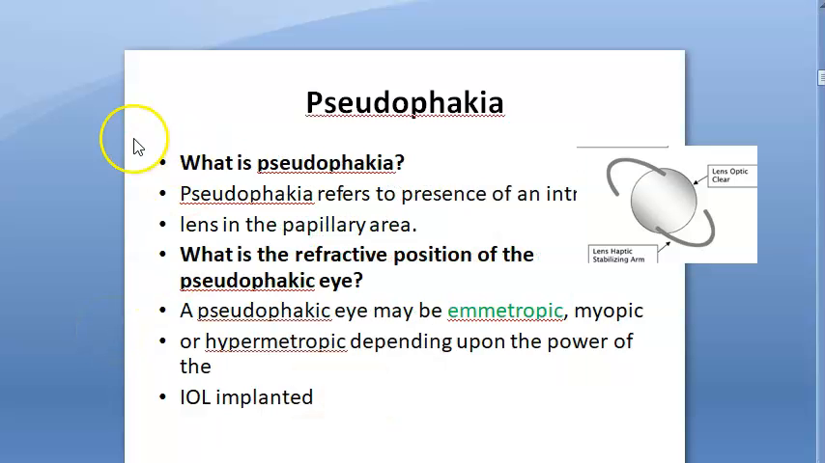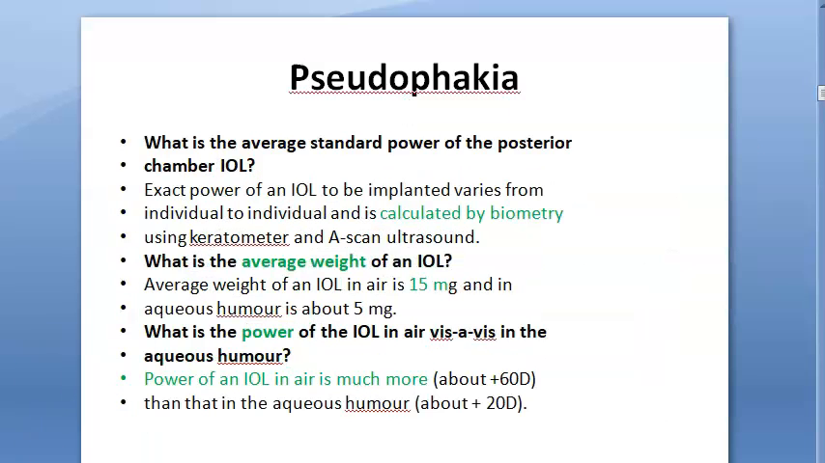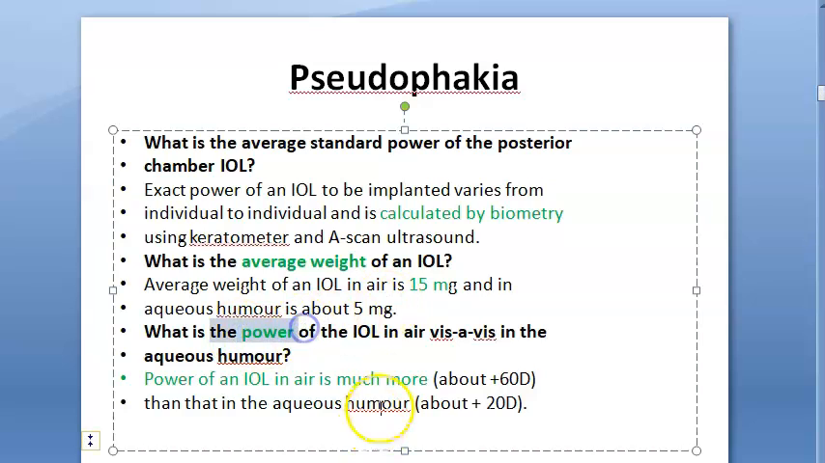Once an artificial lens is put, what will it be called? Pseudophakia. Regarding the refractive position of the pseudophakic eye, usually you'll try to make it emmetropic. The weight of an IOL in air is 15 milligrams, but when you put it in aqueous humor, it becomes just 5 milligrams. What is the power? In air, it will be very high, but in aqueous humor, it will become just plus 20 diopters. Very close to our crystalline lens.